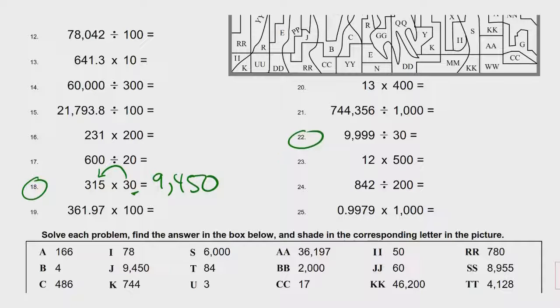All right, one more, I'll let you go. I think 22 is an awesome one for our last problem together. 9,999 divided by 30. Again, do not worry about the 0 till the end, which means I'm just going to divide 9,999 by 3. We come over to our piece of paper, and I'm going to write 9,999 divided by 30. But again, we don't worry about the 0 until the end.